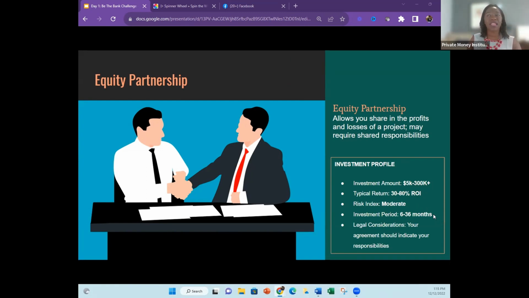The investment period. Typically, investors are coming to you with equity partnerships because it's a complicated project, right? If it's a simple buy a property, turn around and sell it, and there's not a lot of moving parts, they're just going to borrow money because, number one, they're confident they can pay it back, and number two, it's cheaper.